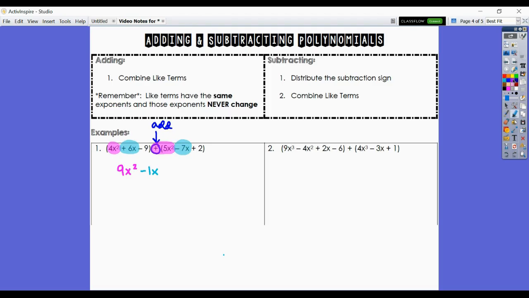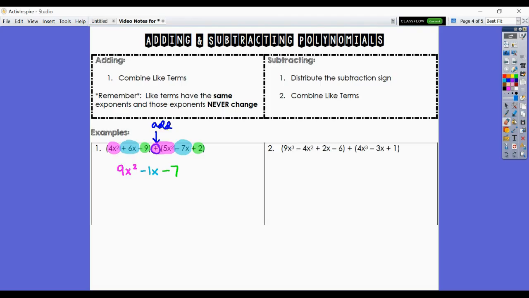Then, again, for my last term, I'll choose a different color here, negative 9 plus 2. Well, that right away is going to combine to negative 7. So you can only combine like terms, which are variables that are the same, and the exponents are the same on them. Let's go ahead and try number 2.